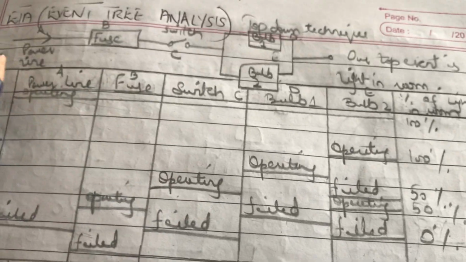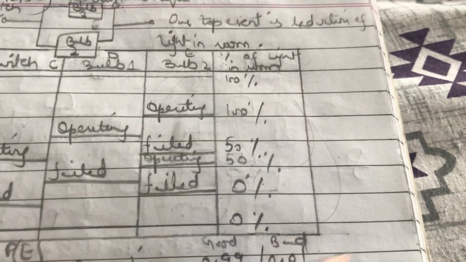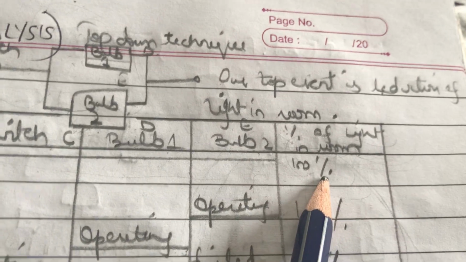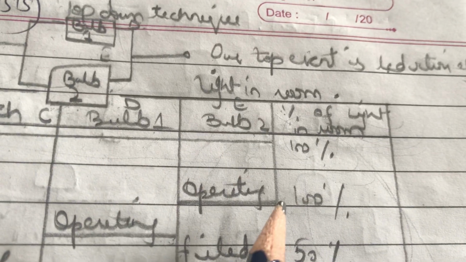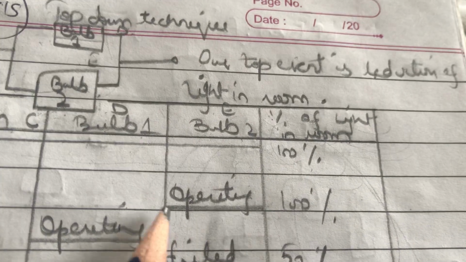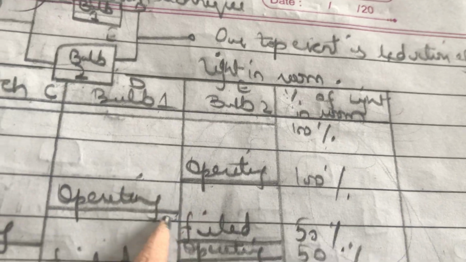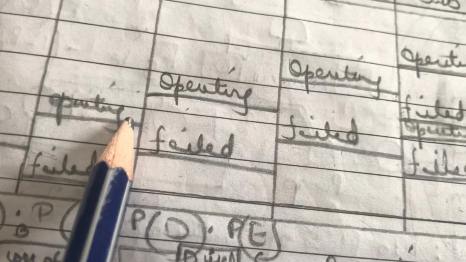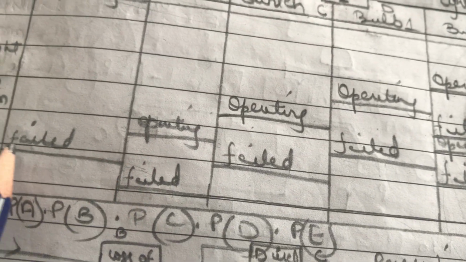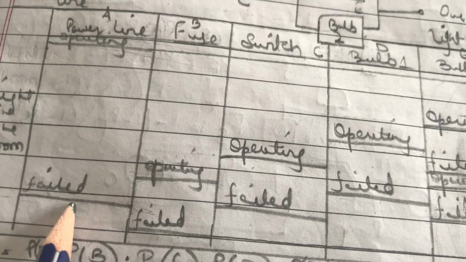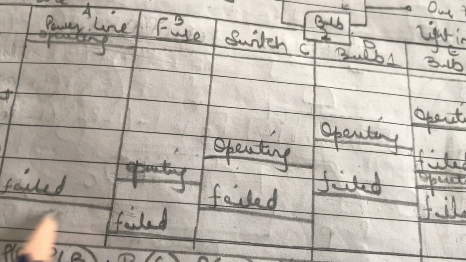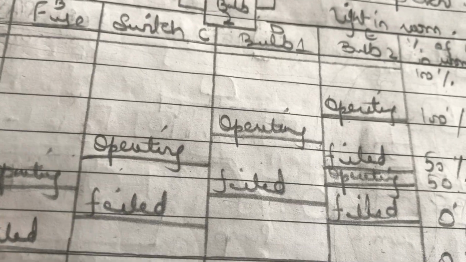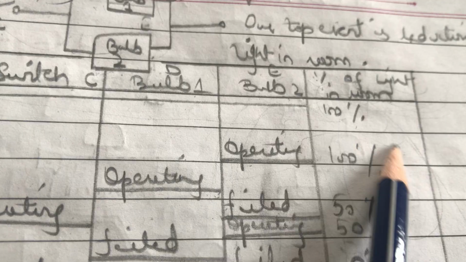Okay, got it? Now let's come to the percentage, how this percentage can be defined. For all operating we have 100%. We have bulb 2 operating, bulb 1 operating, switch operating, and fuse operating, and either power line fails, but it doesn't have any effect on failing it. Either this fails, we have all the others in operating condition, so that's why 100%.